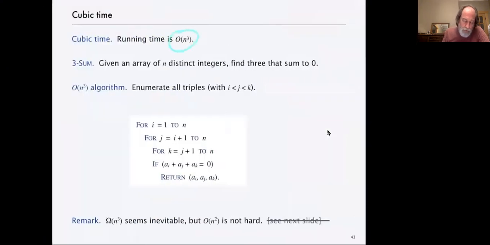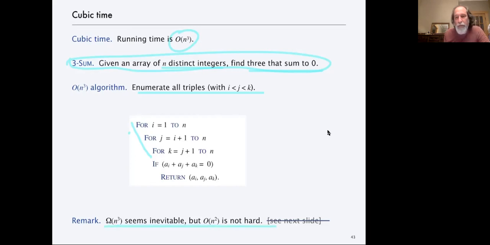N cubed, well, here's one. Given an array of n distinct integers, see if there are 3 that sum to 0. The naive way to do that is what? You just enumerate all the triples. So naively, you have 3 nested loops, each going over all n values. N choices for the first one, n choices for the second one, well, n minus 1, n minus 2 choices for the third one. That's n cubed time. This problem is actually doable in n squared time with a fairly simple algorithm. We're not going to talk about it, at least not now.